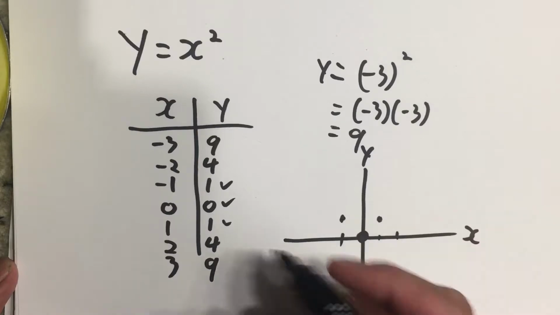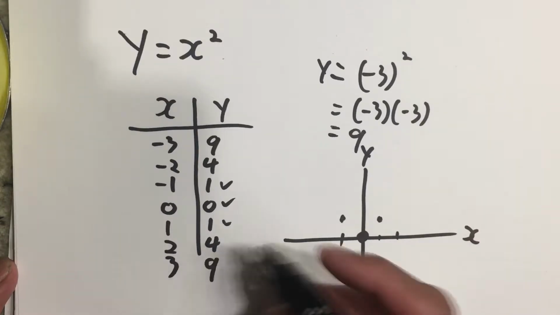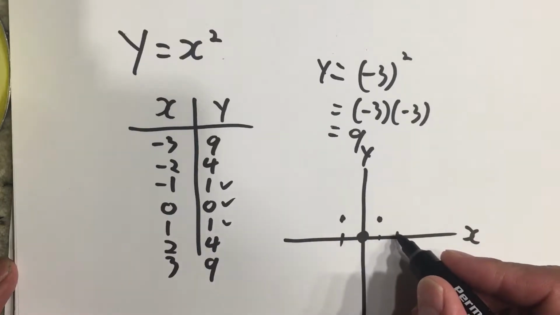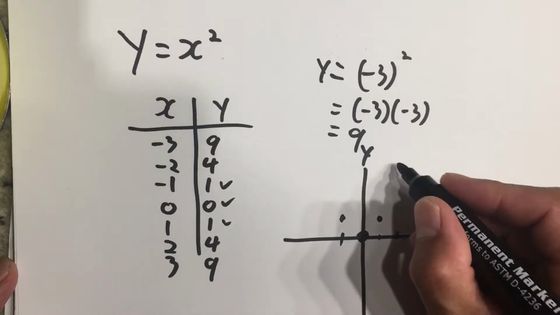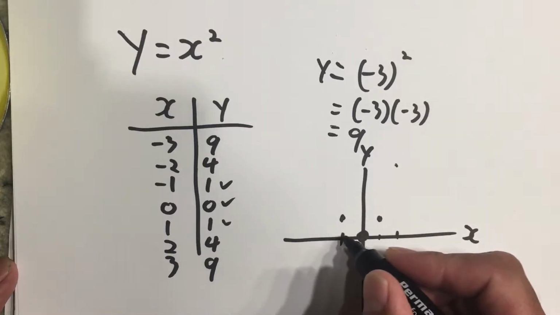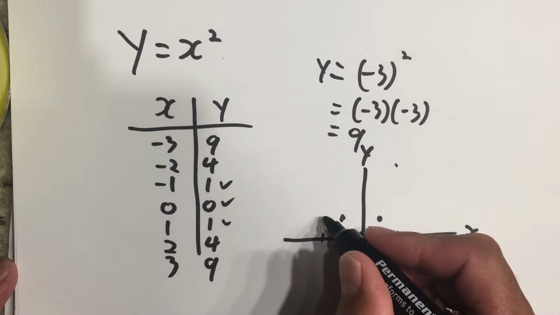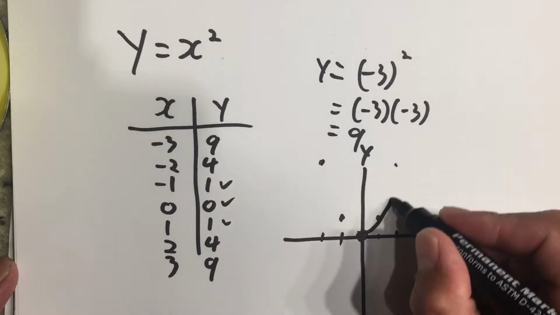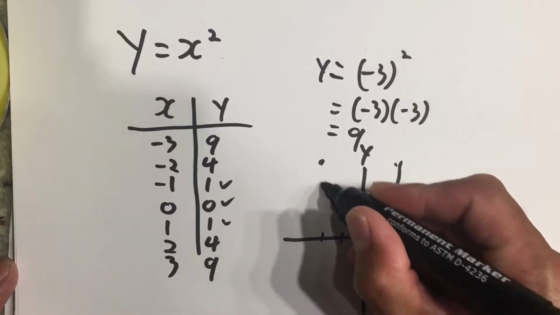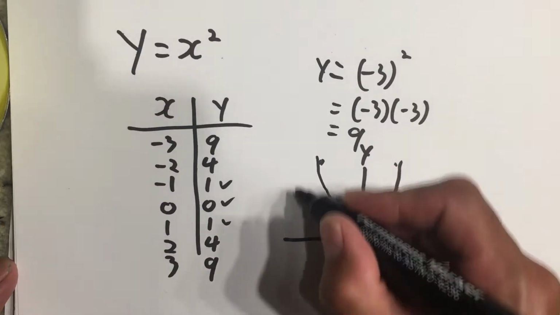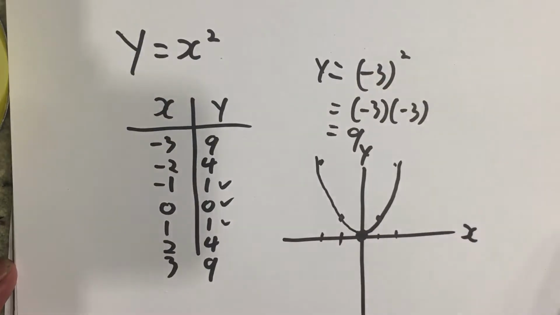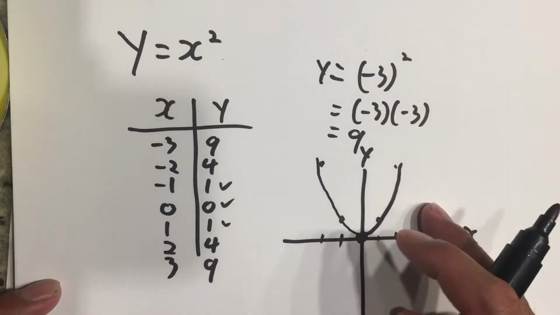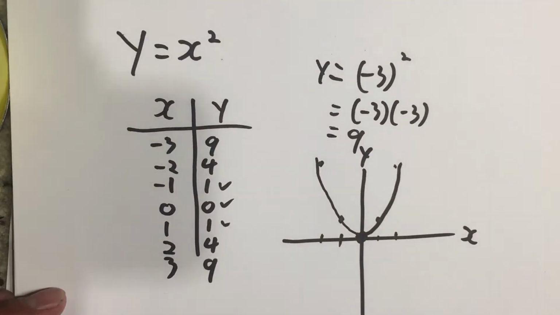Then when I go over 2, I go up 4. So I'm over 2 and up 1, 2, 3, 4. Likewise, I go over negative 2 and up 1, 2, 3, 4, putting me here. And I could continue as I go over 3 in either direction. I'm all the way up to 9, and so on and so forth. So this is what the most basic quadratic looks like.